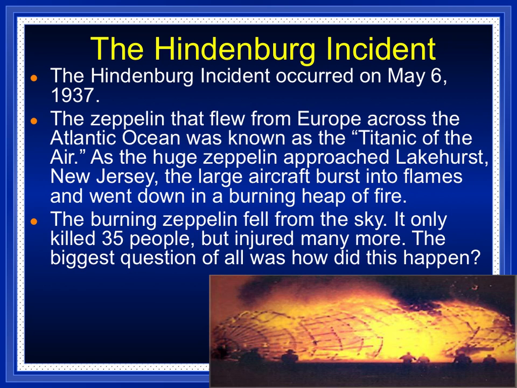The Hindenburg Incident. The Hindenburg Incident occurred on May 6, 1937. The Zeppelin that flew from Europe across the Atlantic Ocean was known as the Titanic of the Air, and it's just basically because of how large the Hindenburg was. As the huge Zeppelin approached Lakehurst, New Jersey, the large aircraft burst into flames and went down in a burning heap of fire. The burning Zeppelin fell from the sky. It only killed 35 people, but injured many more. The biggest question of all was, how did this happen?